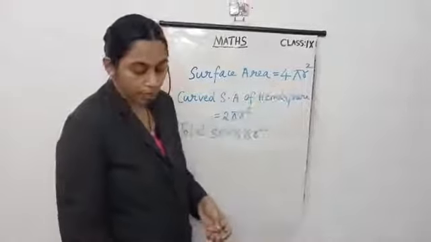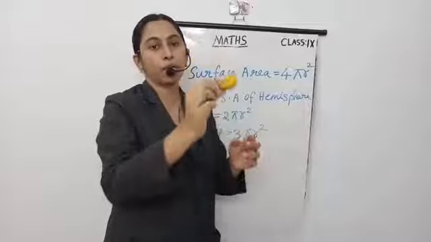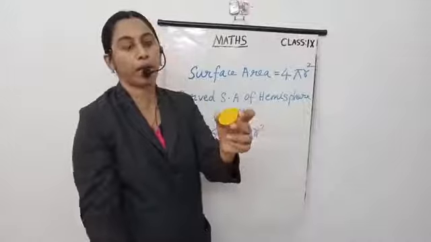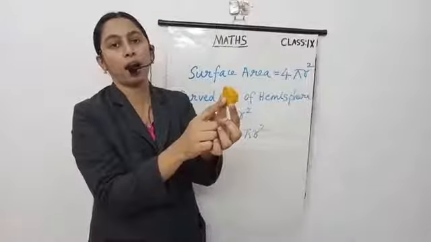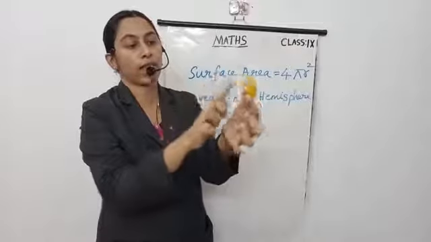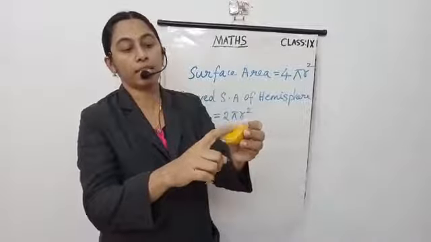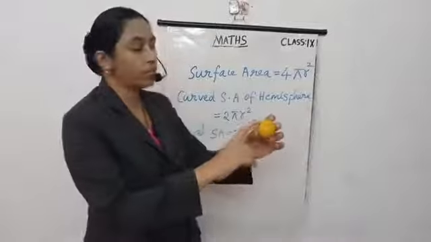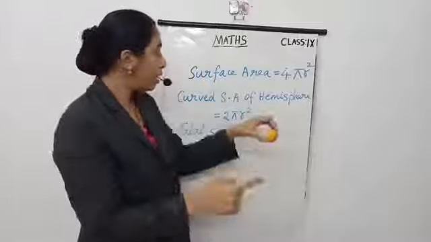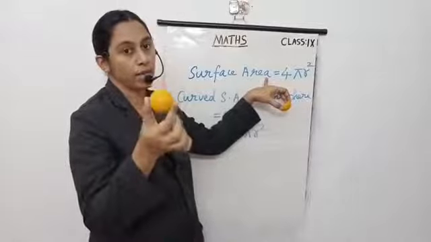Now next, this is a hemisphere. Hemisphere means half of a sphere. Now this hemisphere has two surfaces. Which are they? This curved surface and this circular surface. The curved surface area of a hemisphere, that is this area, is 2 pi r square, half of the surface area of a sphere. Isn't it?